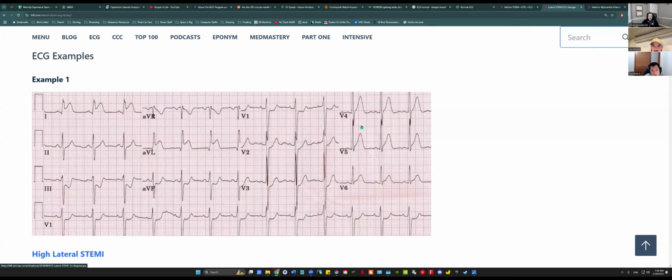So this is a left lateral STEMI with a lot of reciprocal changes in the inferior and also anterior leads. This is a pissed off heart, right? Okay, close your eyes one more time.